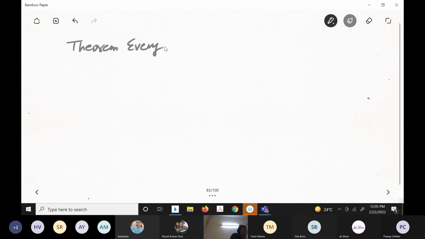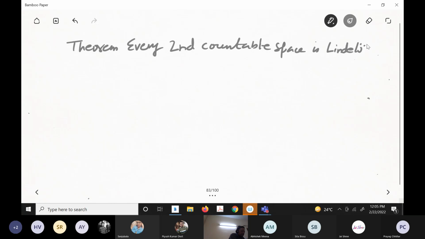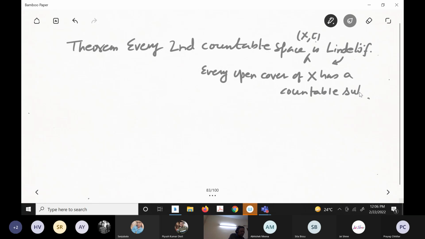Every second countable space is Lindelof. By the Lindelof definition, that means you have to show that every open cover of X has a countable subcover. Now look here, you have the word countable. So how do we link with that?